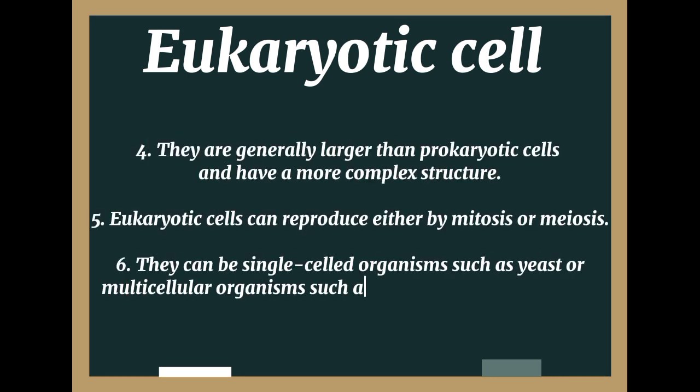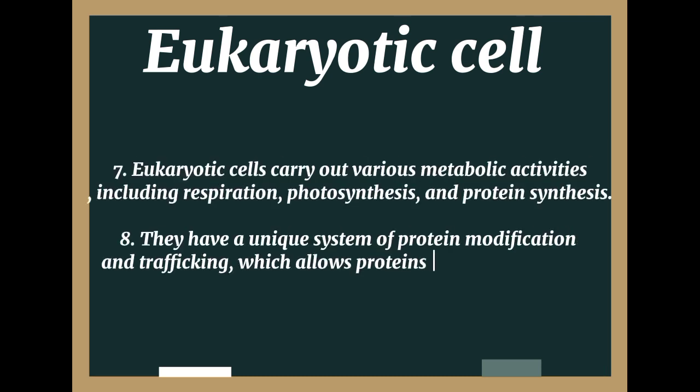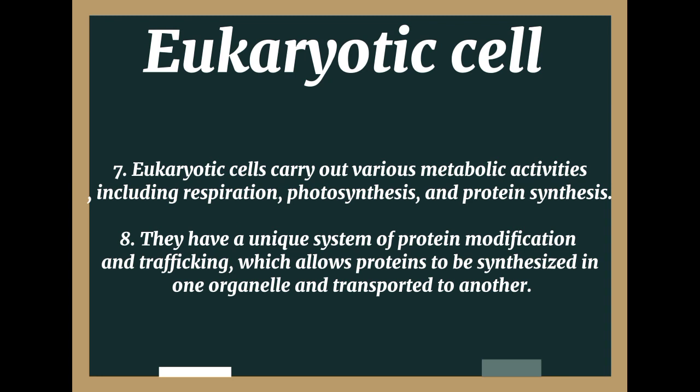4. They are generally larger than prokaryotic cells and have a more complex structure. 5. Eukaryotic cells can reproduce either by mitosis or meiosis. 6. They can be single-celled organisms such as yeast or multicellular organisms such as plants, animals, and fungi. 7. Eukaryotic cells carry out various metabolic activities, including respiration, photosynthesis, and protein synthesis. 8. They have a unique system of protein modification and trafficking which allows proteins to be synthesized in one organelle and transported to another.